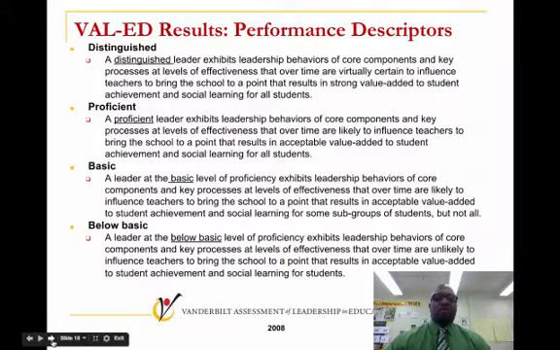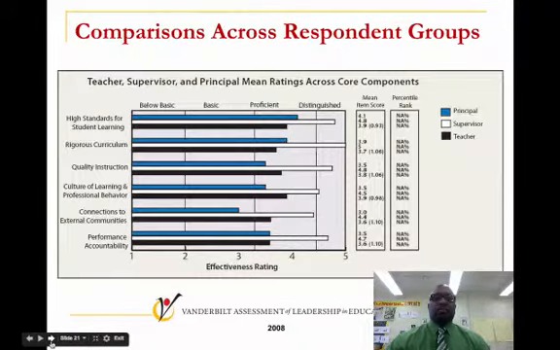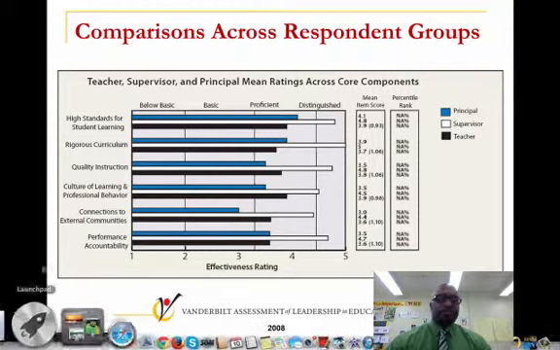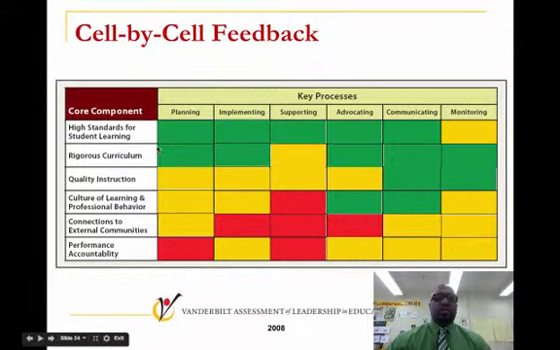All right, so we'll have score reports that'll show the principal is distinguished, proficient, basic, or below. You'll see an aggregated effectiveness rating. In the end, we'll get a mean score. It'll show the AP or principal's performance level and their national percentile rank. They'll give us a comparison between the principal and the supervisor. So Ms. Harrison will also evaluate administration as well. And it's another comparison. And these are 6 areas that they'll share with us that are areas of improvement, red being basic, yellow being proficient, and green being distinguished.